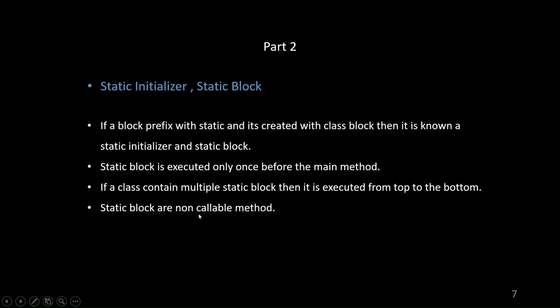Static blocks are non-callable. Means, see here the example of the static block. This is the static and the block of the static. If you want to call this static block outside the class or from another class, you cannot call that, because this static block doesn't have any name, just like a method has a name. But static blocks don't have a name. That's why we can't call that block. That is why it is called a non-callable method. If a class contains multiple static blocks, then they are executed from top to bottom.